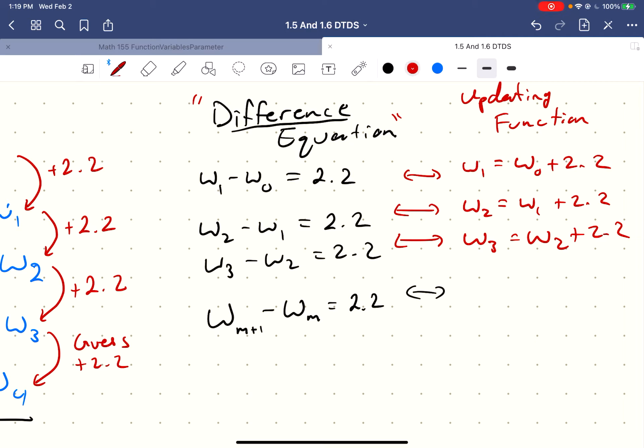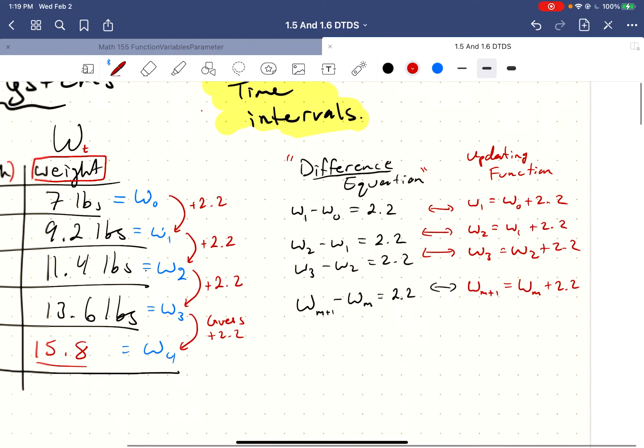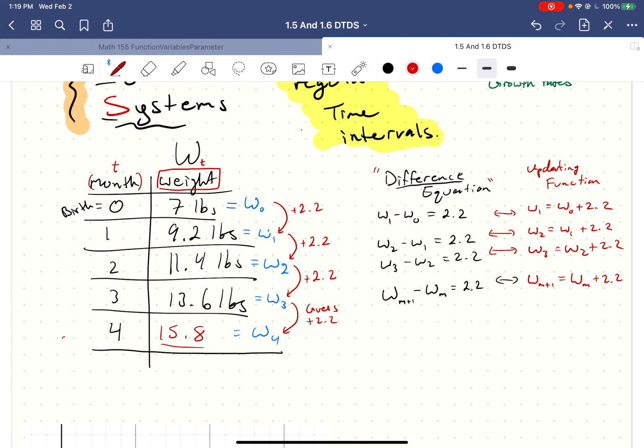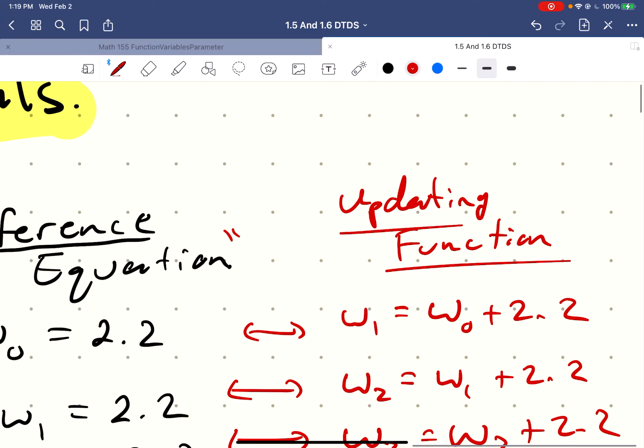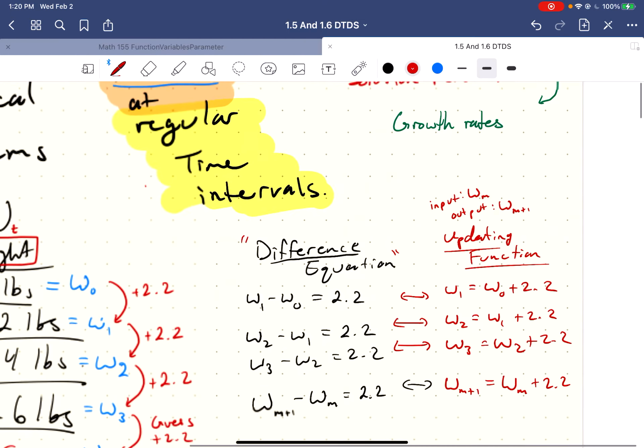Whereas in updating function land, we would say the weight of the child next month is equal to the weight this month plus 2.2 pounds. Okay? So what do I want to emphasize about an updating function? It's that its input is the variable you're tracking. In this case, it's my weight at month M, and its output, it's still the variable you're tracking. It's still weight, it's just at a different point in time.